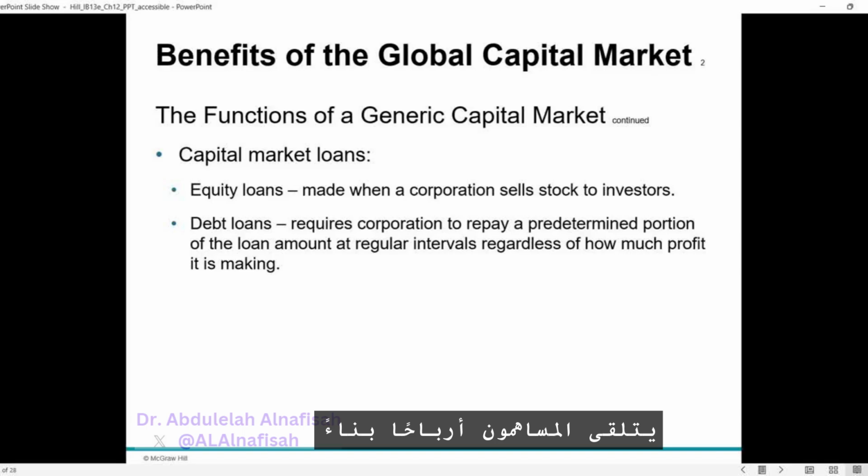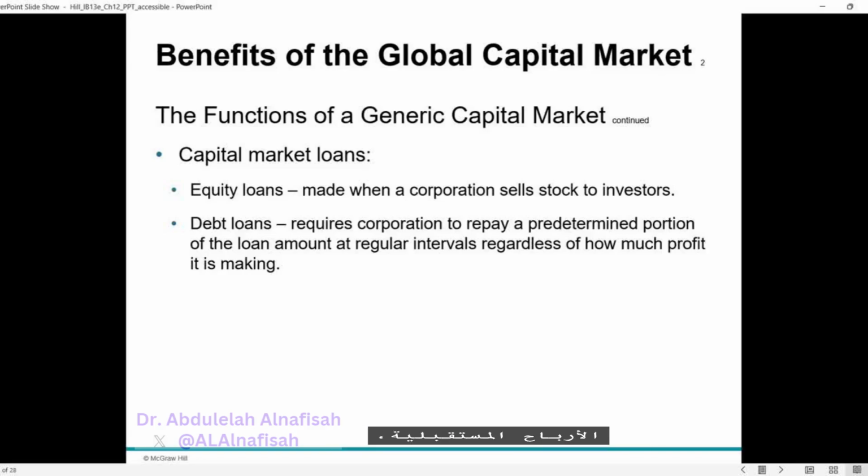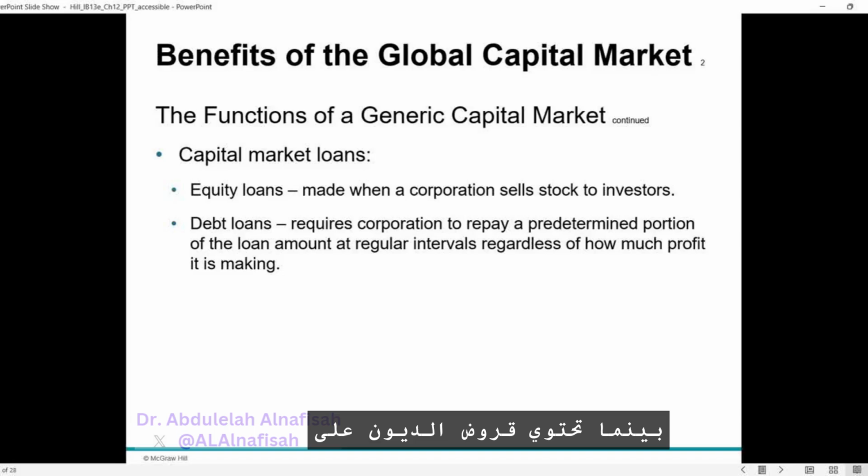Stockholders receive dividends based on a company's profits, while bondholders receive fixed income for a specified period. Stock prices reflect expectations of future earnings, while debt loans have predetermined repayment terms. This chapter sheds light on the functions and implications of the global capital market for international business practices.